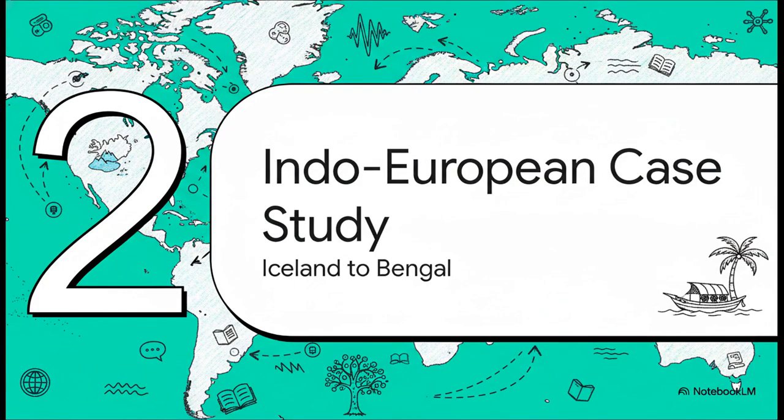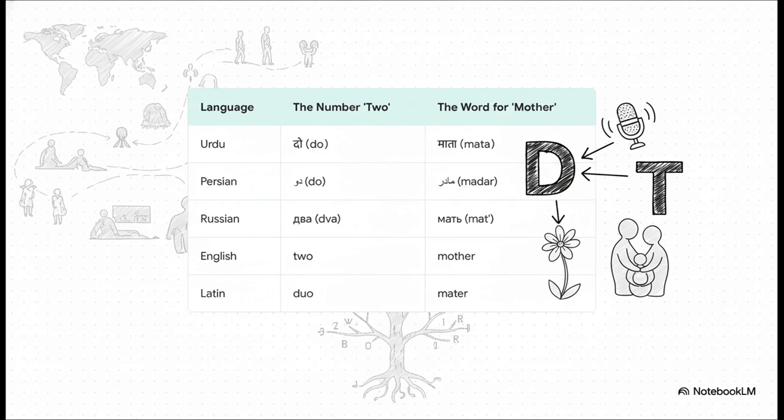Okay, so let's put this theory to the test. We're going to look at a huge case study, the largest and most studied language family on the entire planet. This is the Indo-European family, and it's massive, a giant network of languages stretching all the way from Iceland to Bengal. And right here, this is the smoking gun. Just look at this table. The number 2 in Urdu is du. In Persian, also du. In Russian, dva. Latin, duo. English, two. Do you hear that? That D or T sound just echoing across thousands of years and thousands of miles? And it's the same for mother. Mata, madar, mat, mater. I mean, come on. There's no way that's a coincidence.